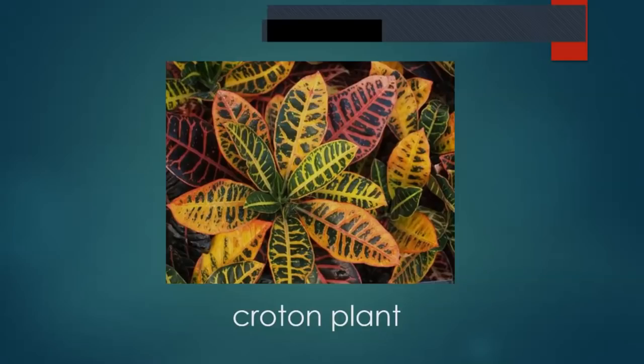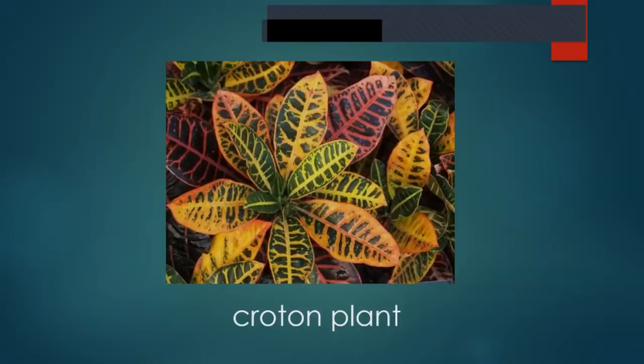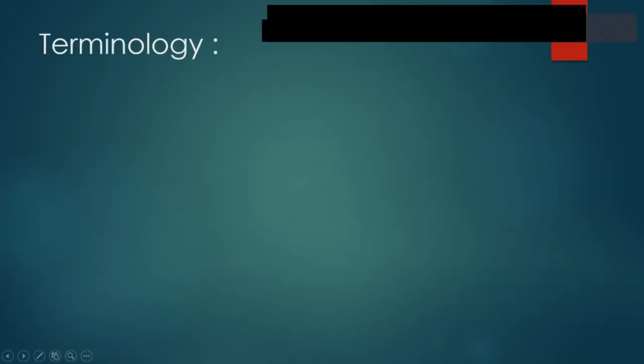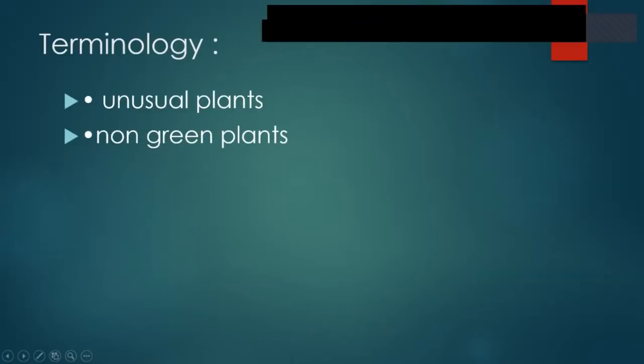Understood, children? Today we discussed non-green plants, unusual plants. In unusual plants, we discussed cactus plants, non-green plants, and crotons. Right, children? Based on this concept, we have terminology. I'll show the terminology words. We have only a few terminology words in this concept. Understood, children? Here, unusual plants.